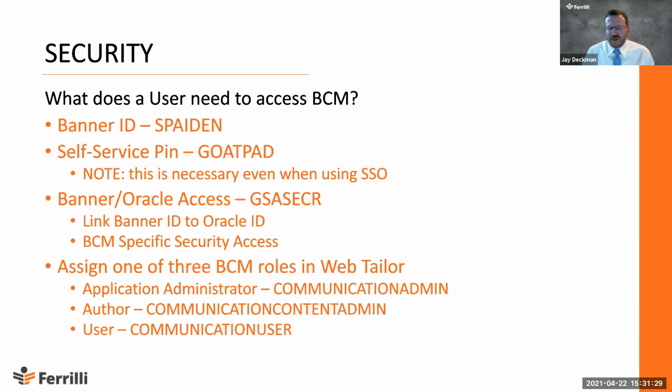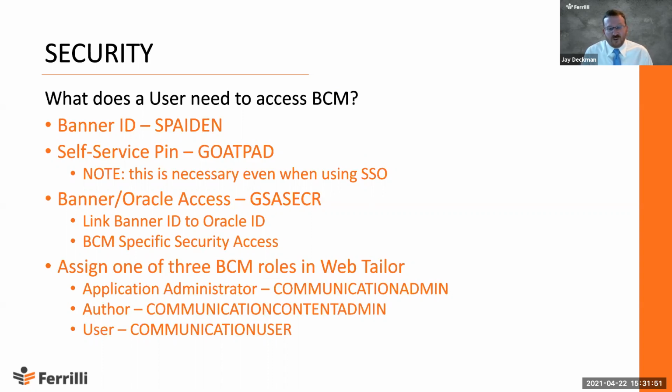So basically, in order to get into BCM, you need 4 things set up for you. The basic thing is you need to have a Banner ID, so a record on SPAIDEN. You also need to have a self-service PIN on the GOAPAD form. Now, if you're using SSO, you're probably not going to need this PIN. You still need the record to exist in order for you to get the access.